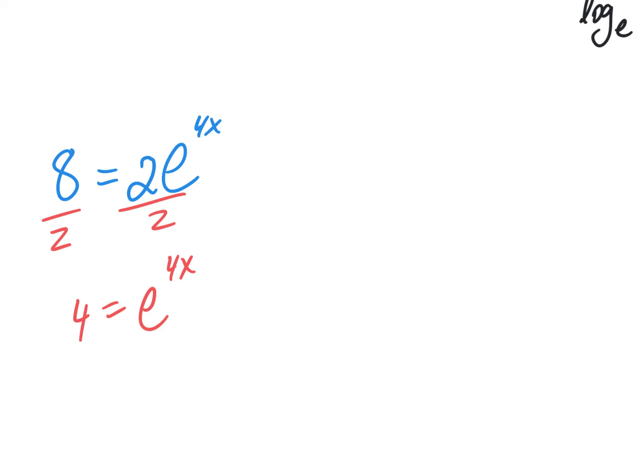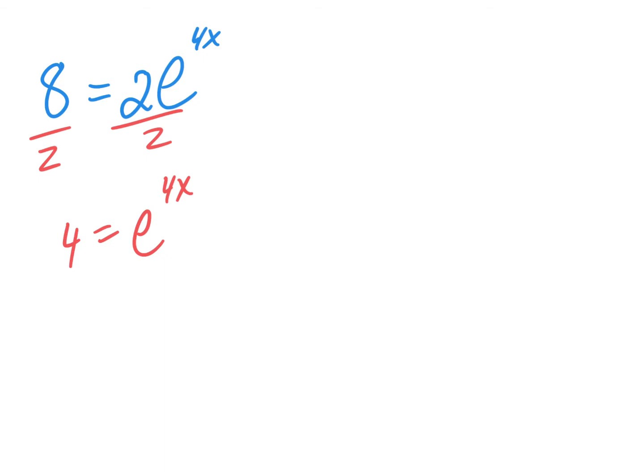Okay. Now it's rewrite time. L, what'd you get next? I got log base e of 4 equals 4x. Good. And now how do you get that 4 off of there? I just divided by 4.